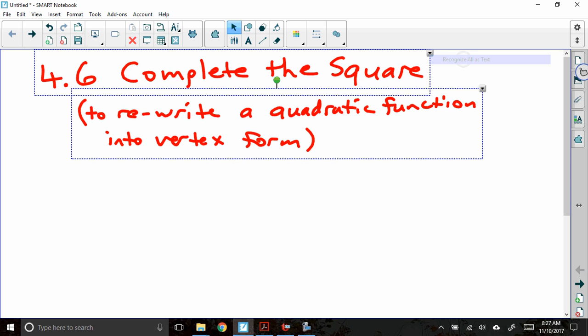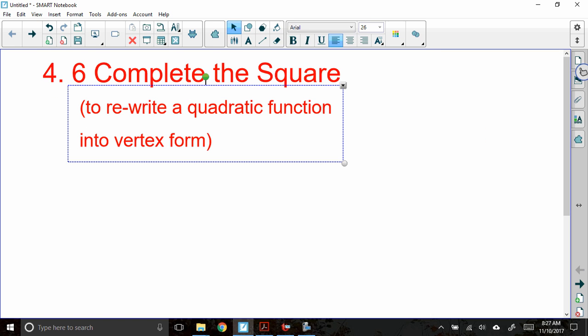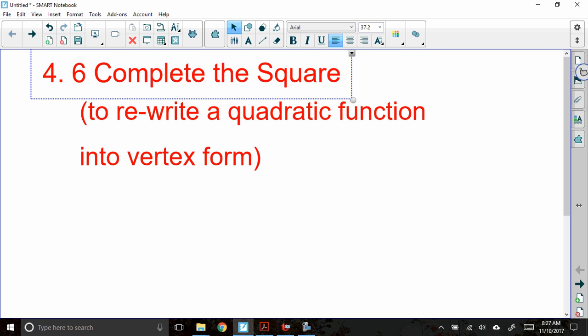Let me go ahead and have my smartboard recognize all that. Is that a little bit easier to read? So the purpose of what we're going to do today is so that we can rewrite a quadratic function into a vertex form.